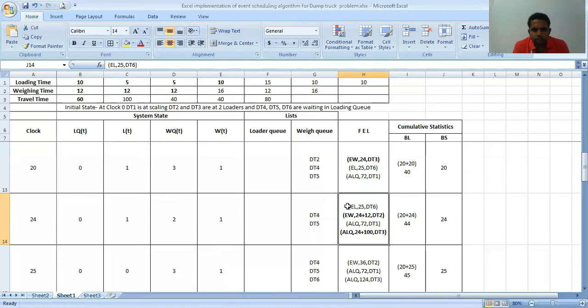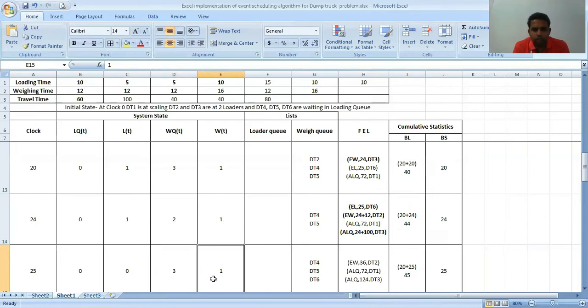Next imminent event is EL, 25, DT6. So the loading will end with respect to the dump truck DT6. Therefore, remove that notice and advance the clock time to 25. As you are removing the notice with respect to end of loading, your L of T will become 0, because both the loaders are getting free now, and your WQT is going to be incremented by 1, as this truck will go into the queue of the weighing machine, and W of T is still 1.